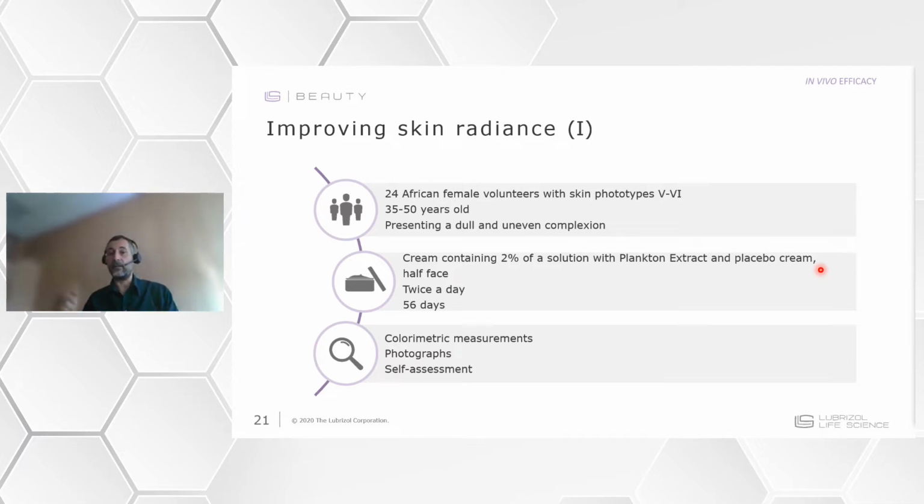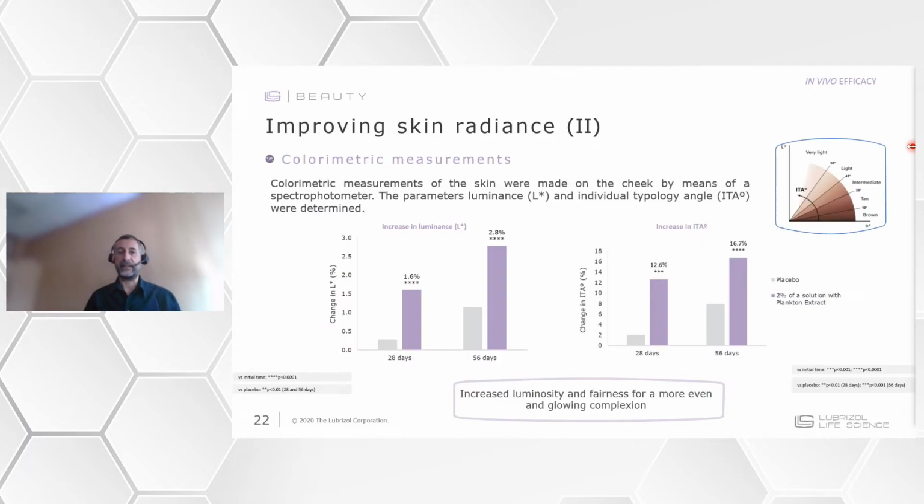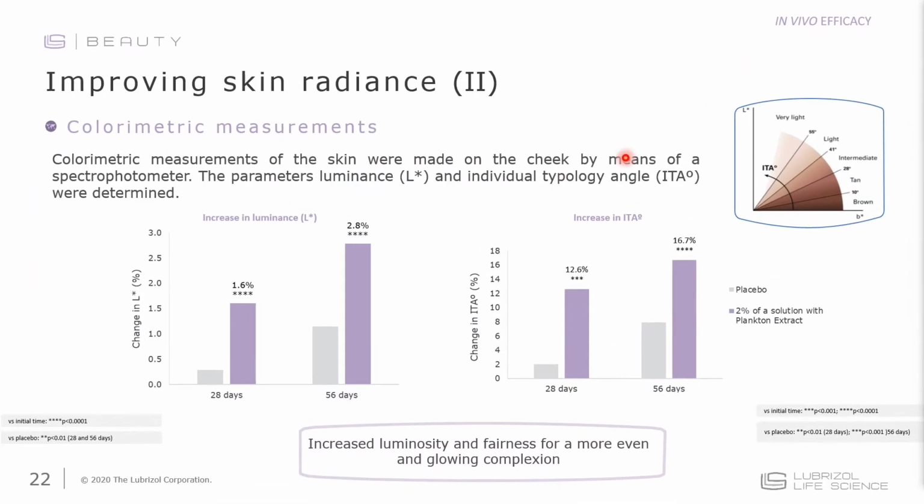plankton extract and a placebo cream twice a day during 56 days in a group of 24 African female volunteers with skin phototypes between 5 and 6. And then we analyzed the color with colorimetric measurements, photographs, and also some self-assessment. First, we can see here the colorimetric measurements. We analyze the luminance L and the individual typology angle.